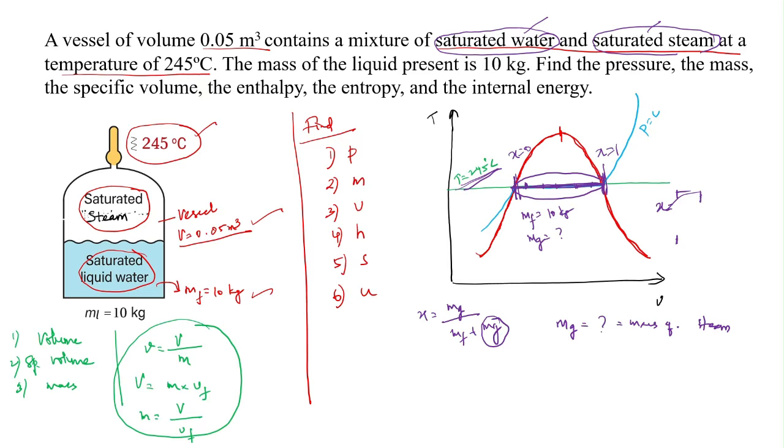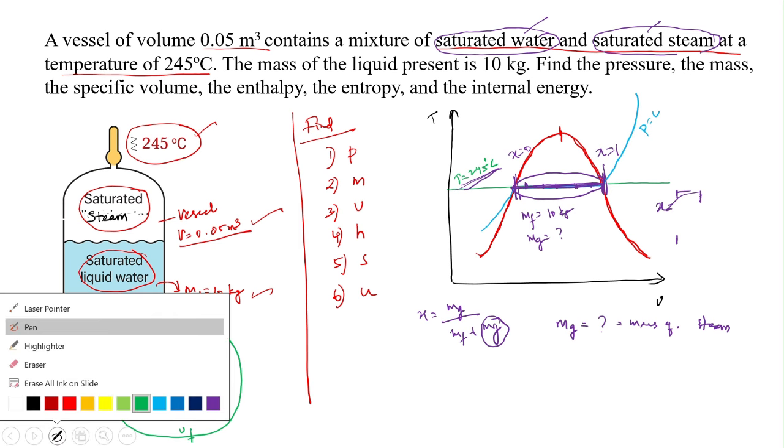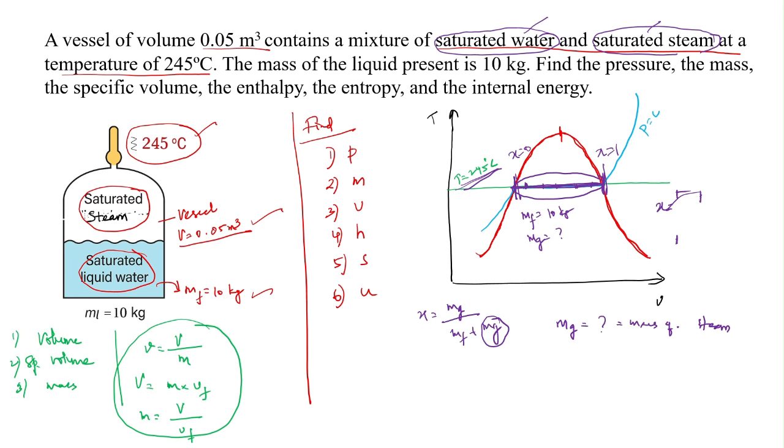Here, in the condition, you can note that the total volume is given, and the mass of liquid only is given. We don't know the specific volume of liquid or the specific volume of steam. Let me write this clearly. This is considered for the total, V total. We can write it specifically for each phase.